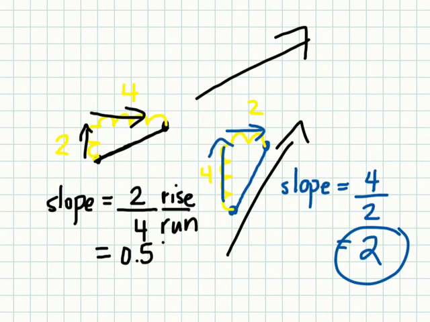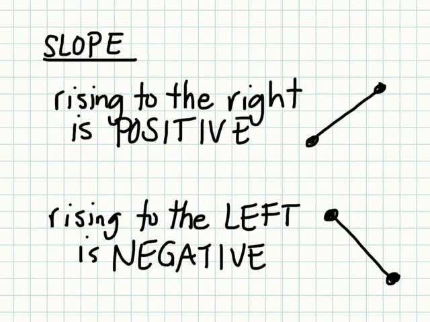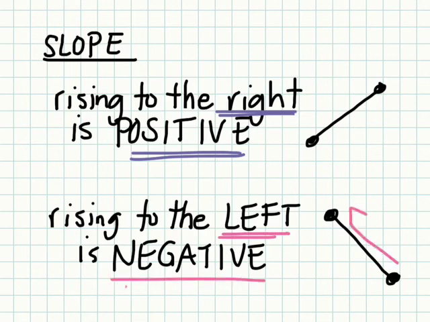These are all positive because going up, positive, to the right, positive. Or if we counted to the right, positive, up is positive. It's impossible for these to be negative. Okay? So any line that rises to the right will have a positive slope. And any line that rises to the left will have a negative slope. Okay? So write that down.